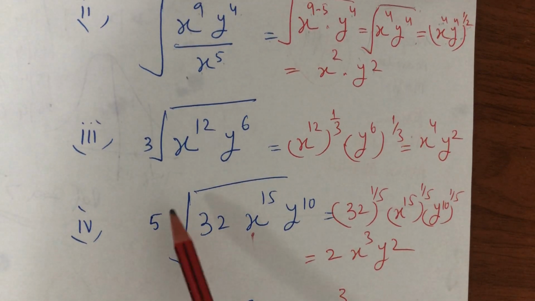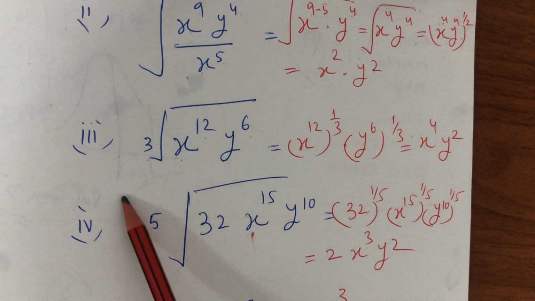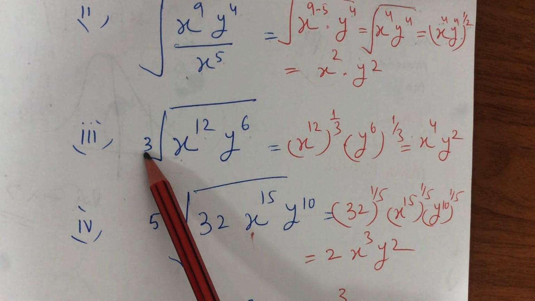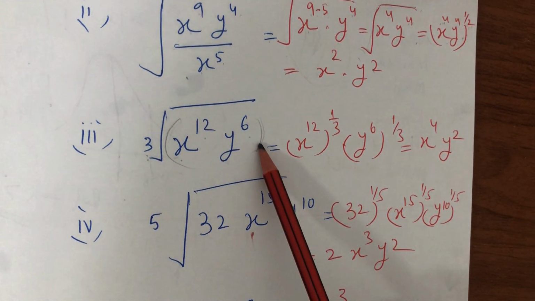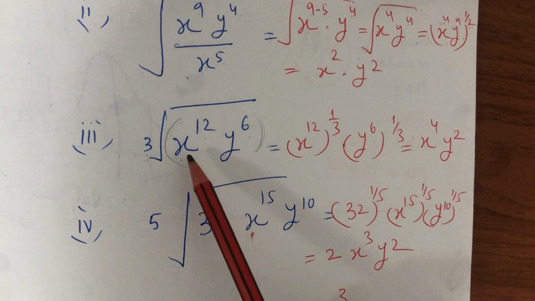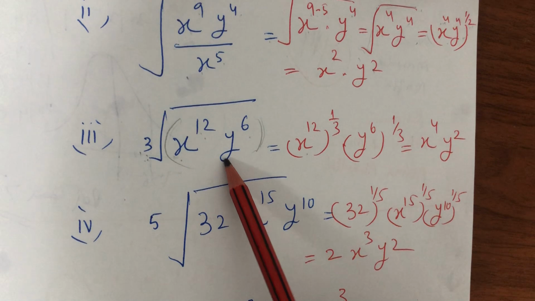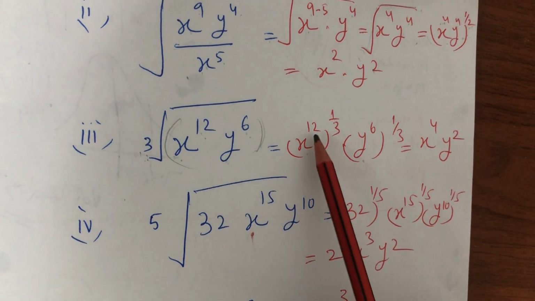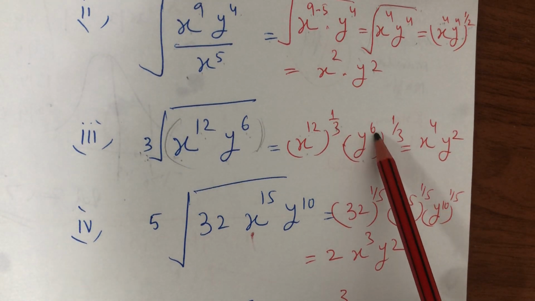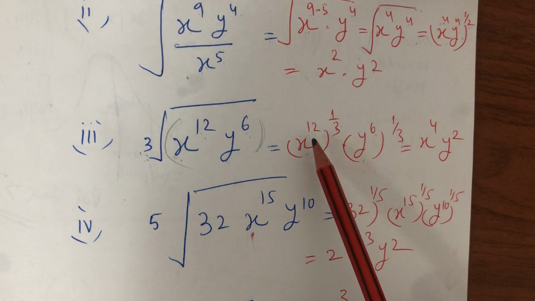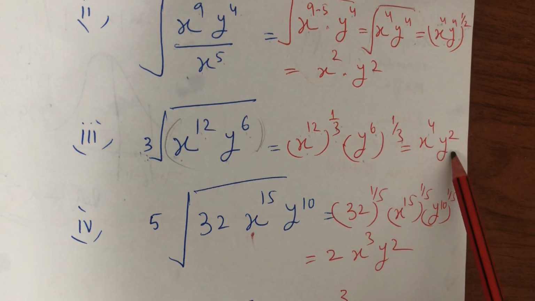Problem 3. This is the cube root of x power 12 and y power 6. Cube root means this power is 1 over 3 on this bracket. That means this 1 over 3 power is on x power 12 also, and this 1 over 3 power is on y power 6 also, like this. So now these powers will be multiplied. 12 will be multiplied by 1 over 3 and 6 will be multiplied by 1 over 3. When we multiply 12 by 1 over 3, we get 4. When we multiply 6 by 1 over 3, we get 2.